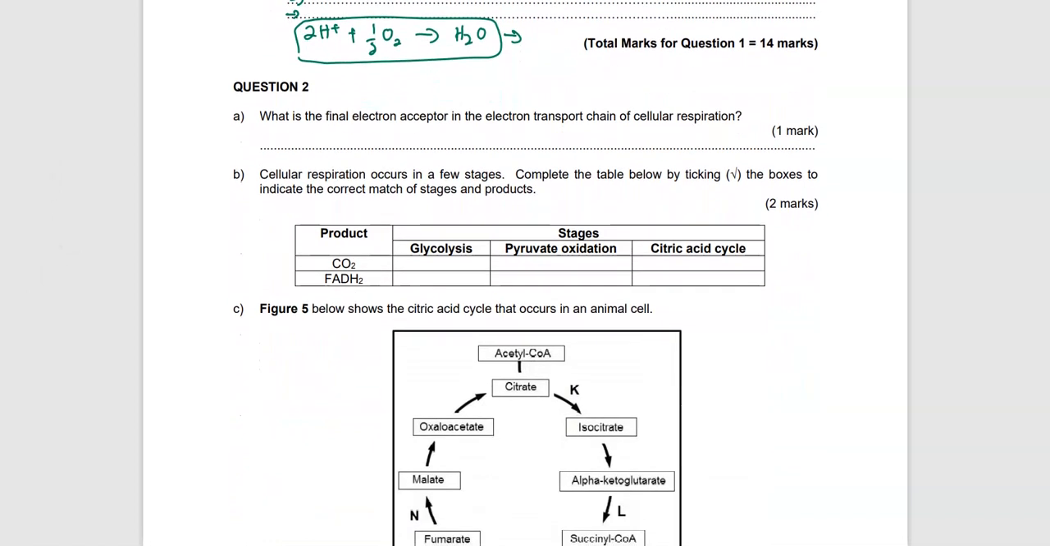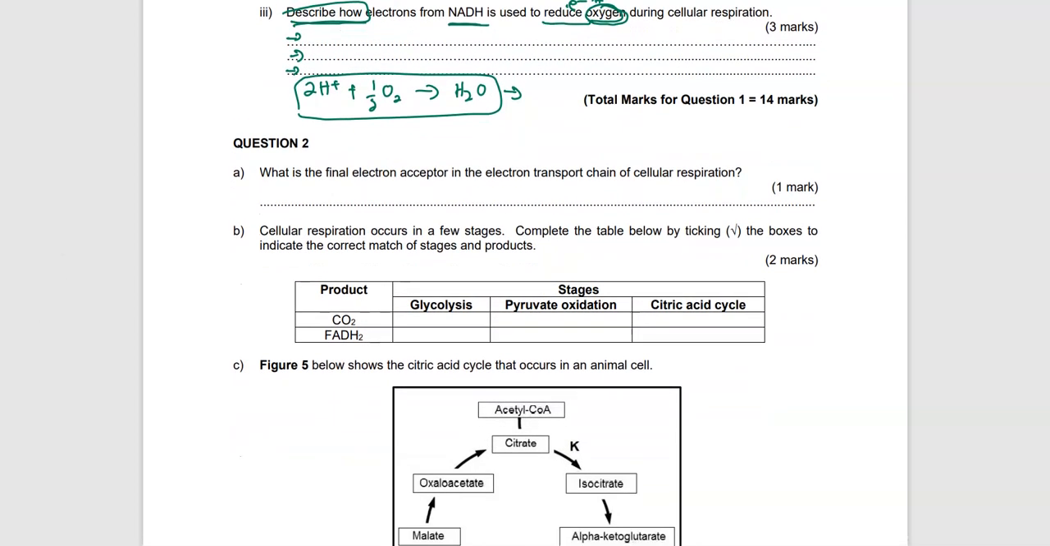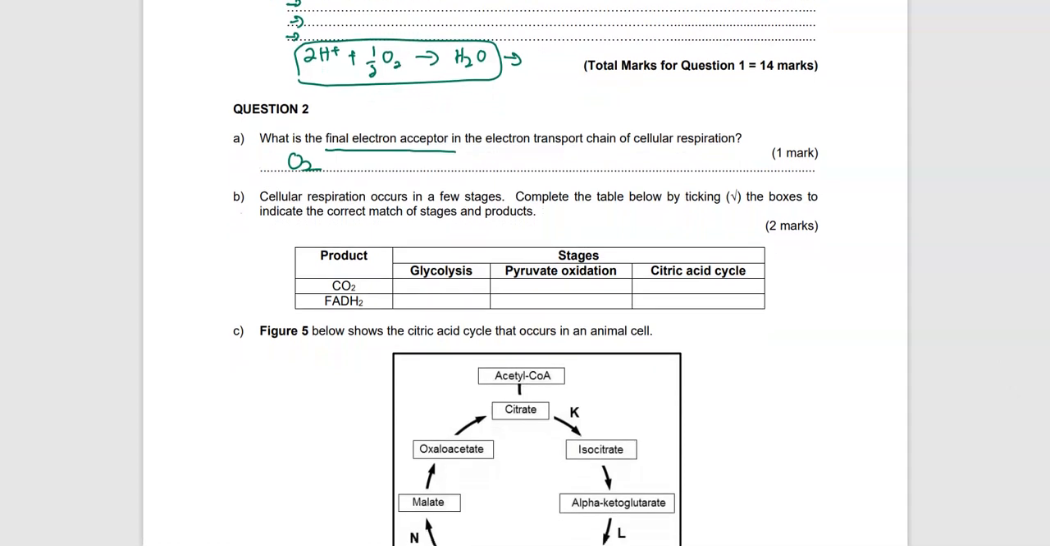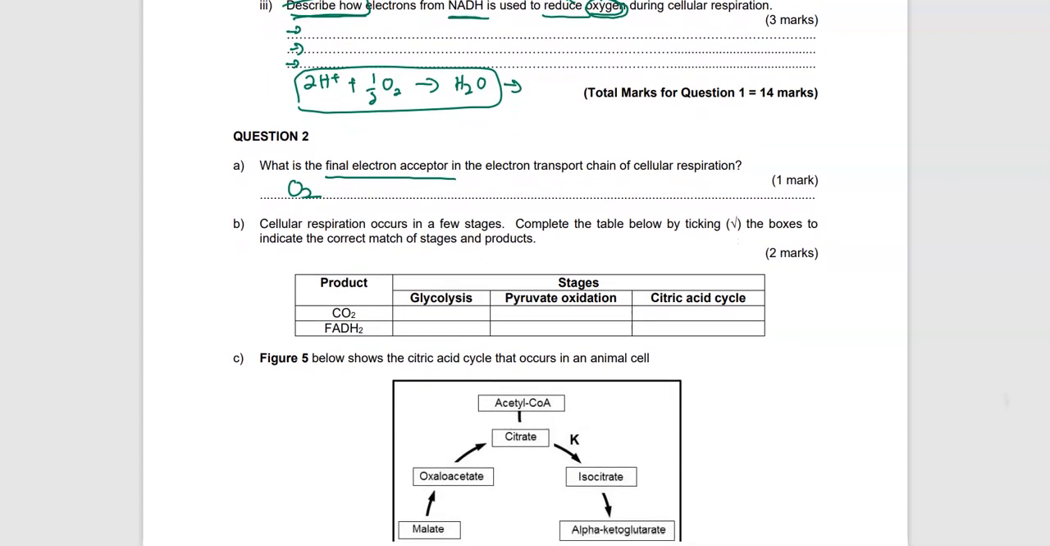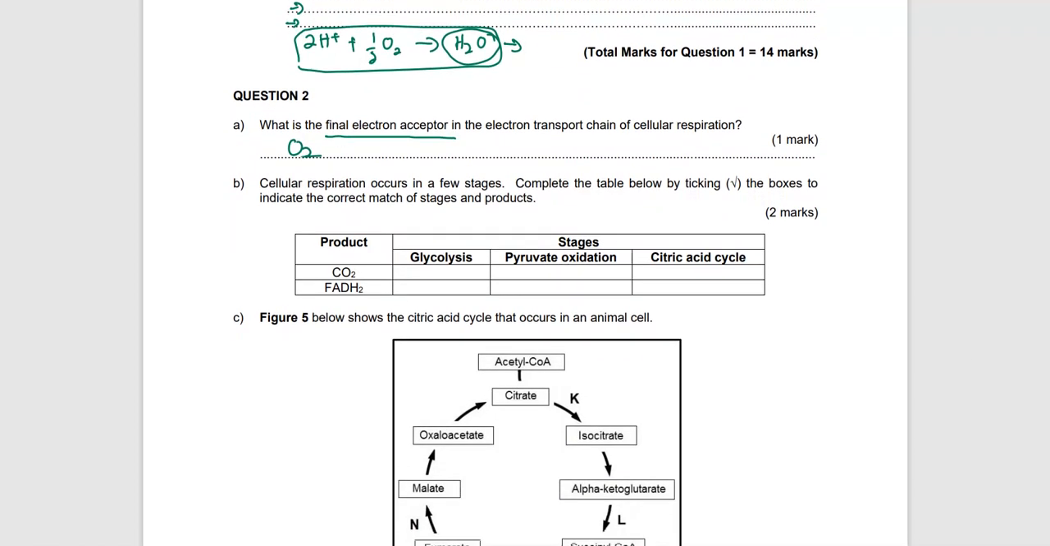Question number 2: what is the final electron acceptor in the electron transport chain of cellular respiration? We already looked at this in the previous question, so the answer is the oxygen molecule. It functions as the final electron acceptor of the electron transport chain before it produces a water molecule as a byproduct of cellular respiration.